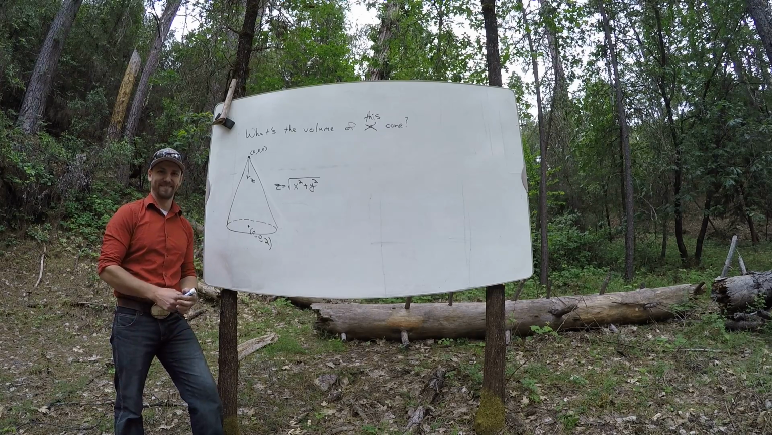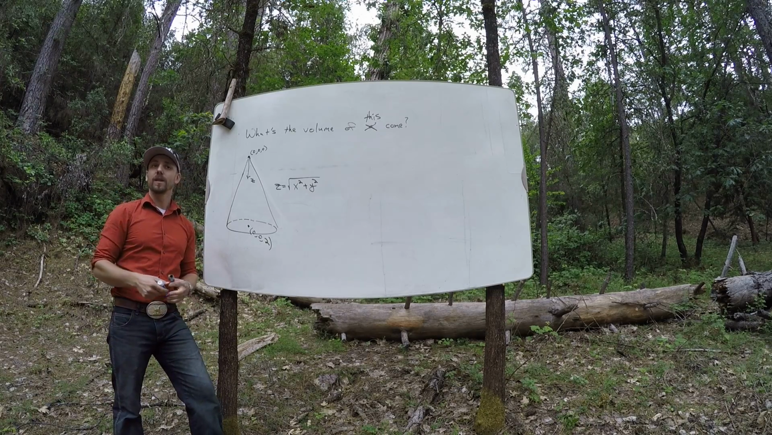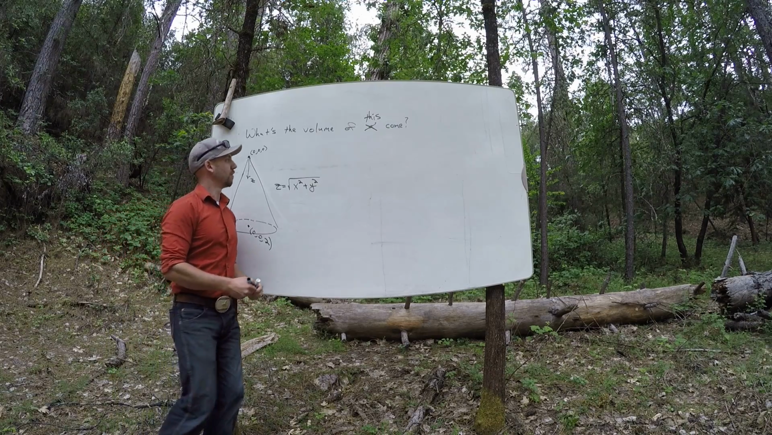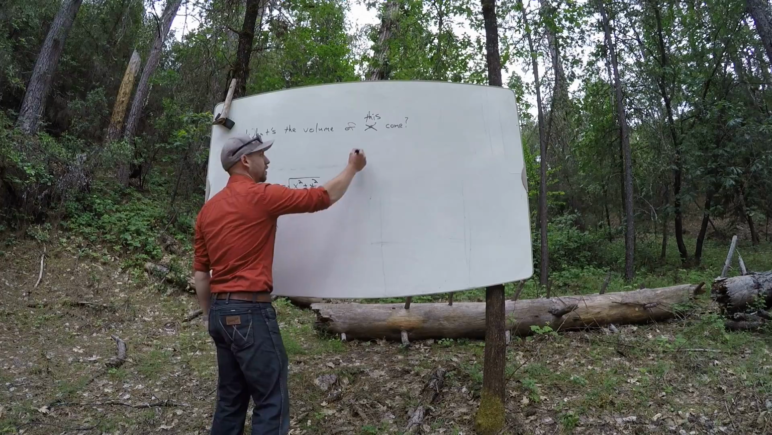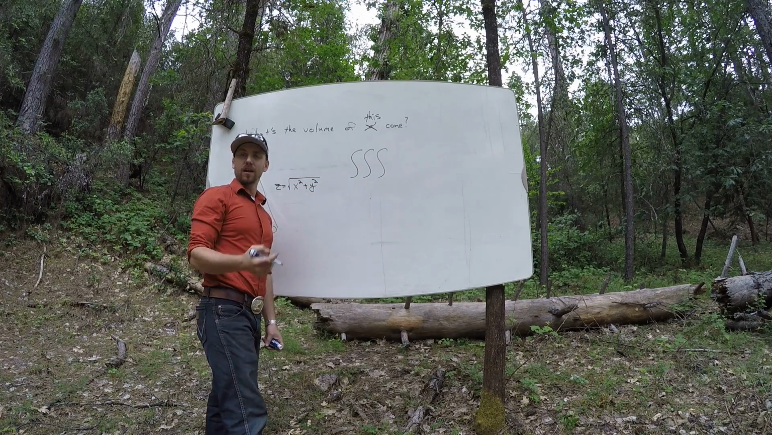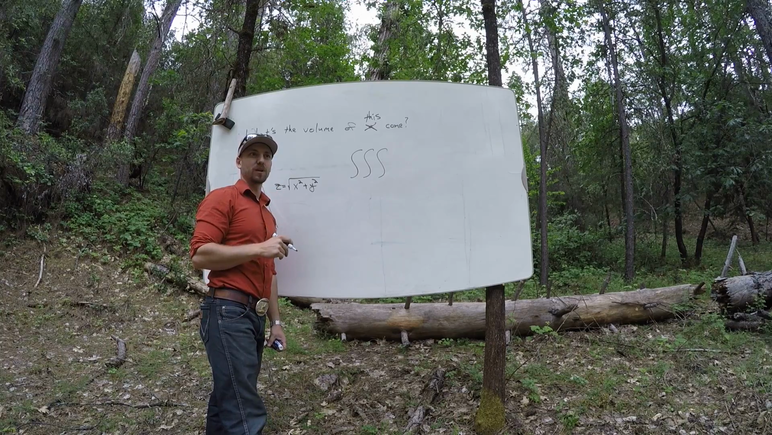Would we want to do little slices, like circle slices? Yeah, we could do little circle slices, right? You guys see that? So, I want to set up a triple integral. And what's the function I should be integrating?